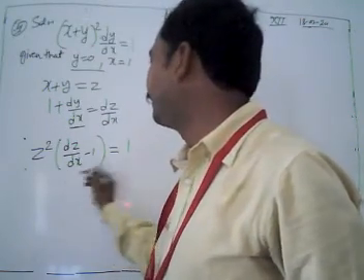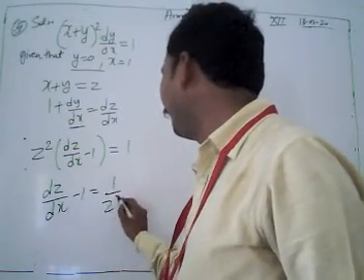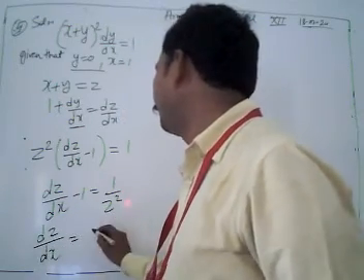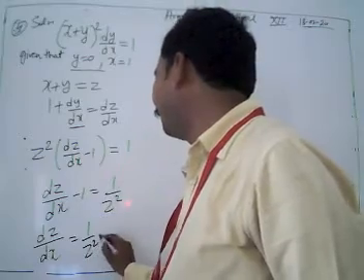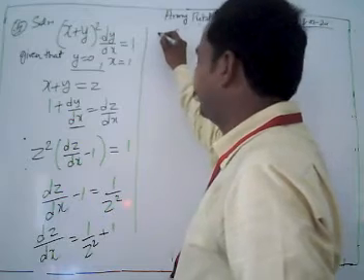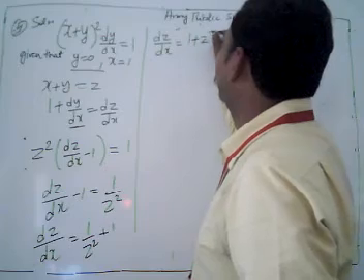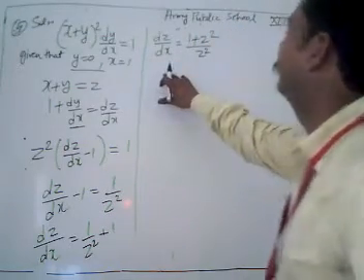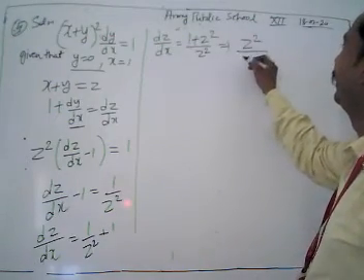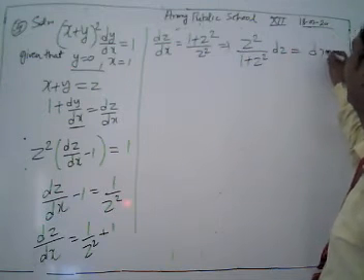We are going to z square, then we have dz by dx minus 1 equal to 1 by z square, and also dz by dx is equal to 1 by z square plus 1. Then again we are going to solve it. What do we get? dz upon dx is equal to (1 plus z square) by z square. Now we are able to separate our variables. Then we get z square upon 1 plus z square dz is equal to dx.